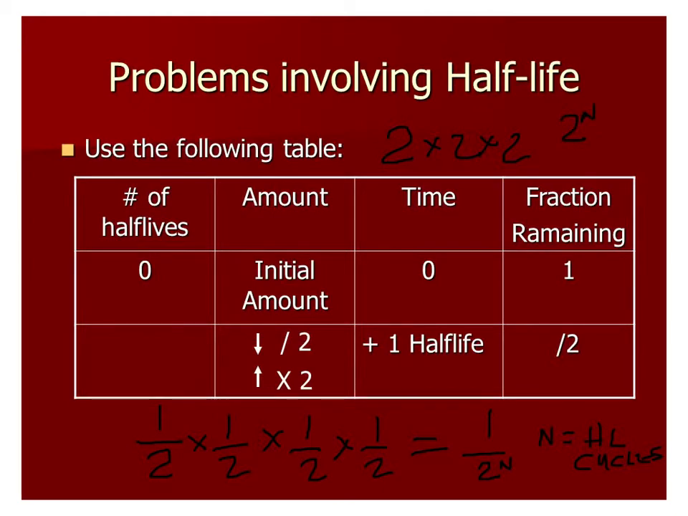We're going up. If you wanted to find out, let's say I have 10 grams left, and I wanted to find out how much I started with three half-life cycles ago, it would be 2 to the third times the amount you have left. Let's see how this works in the next couple of pages.